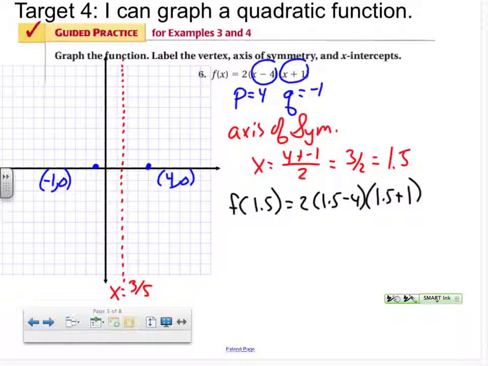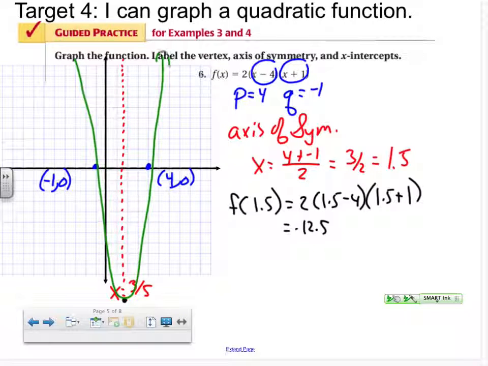Calculate that out. We get negative 12.5. So our vertex is right here. We connect them. And there is our parabola with our vertex at 1.5, negative 12.5.